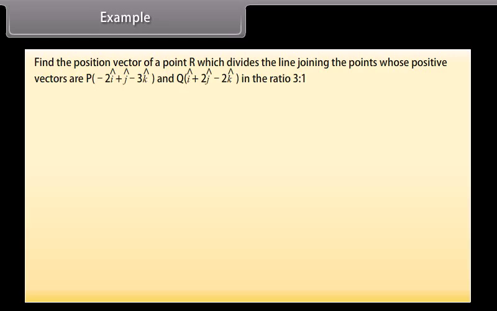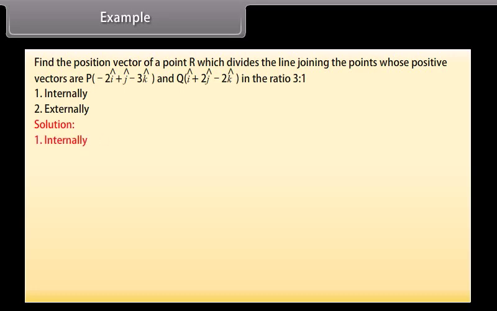Example. Find the position vector of a point R which divides the line joining the points whose position vectors are P equals minus 2 cap i plus cap j minus 3 cap k and Q equals cap i plus 2 cap j minus 2 cap k in the ratio 3 is to 1, one internally, two externally.